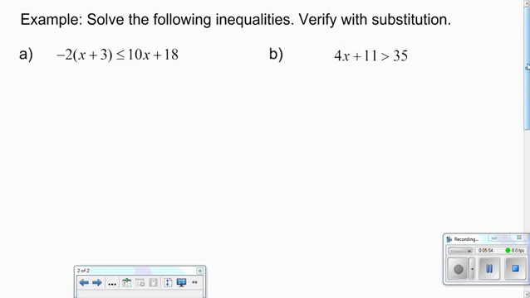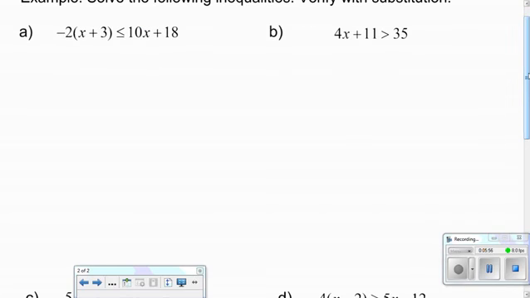Okay, again, things are starting to look a little crazy. So when we look at letter A, we have a coefficient outside of a bracket, which means we either need to rainbow or we need to divide everything by negative 2.